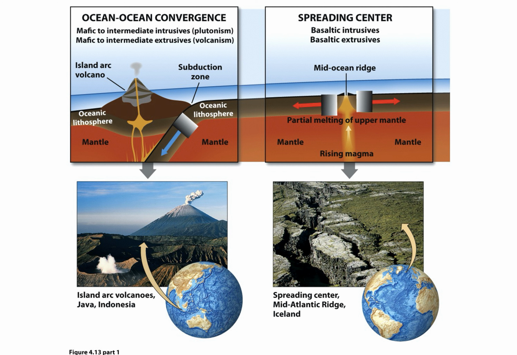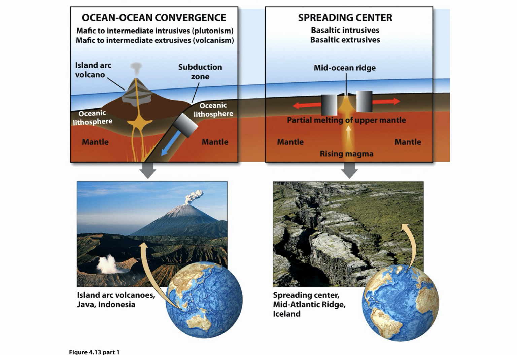Here again we have the ocean-ocean convergence, that is the subduction of an oceanic lithosphere beneath another oceanic lithosphere, and you will produce an island arc volcano above the subducted slab. The products are mafic to intermediate intrusives and extrusives. Then at the spreading centers you will form basaltic intrusives and basaltic extrusives.